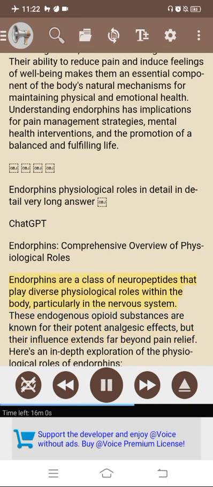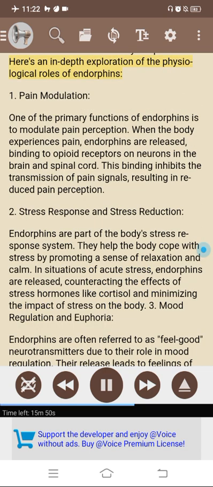Endorphins are a class of neuropeptides that play diverse physiological roles within the body, particularly in the nervous system. These endogenous opioid substances are known for their potent analgesic effects, but their influence extends far beyond pain relief. Here's an in-depth exploration of the physiological roles of endorphins.